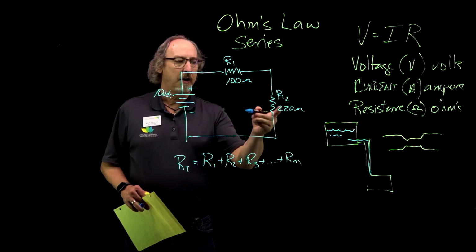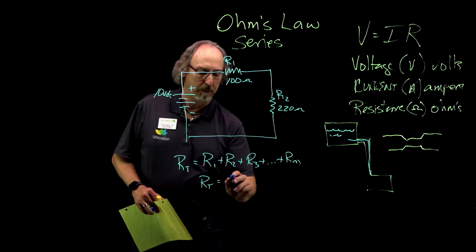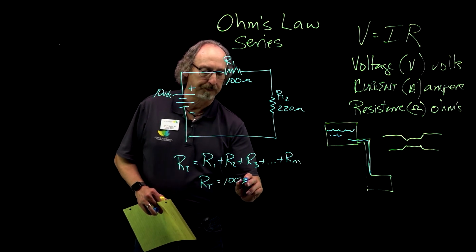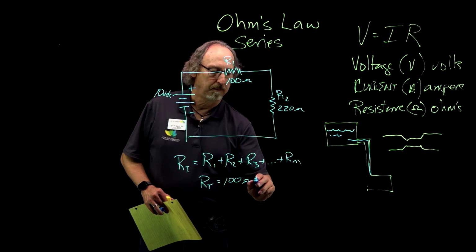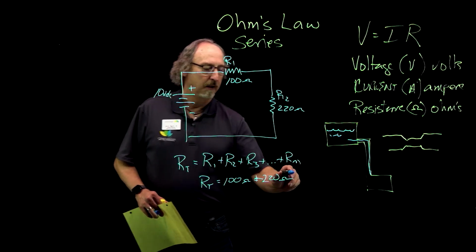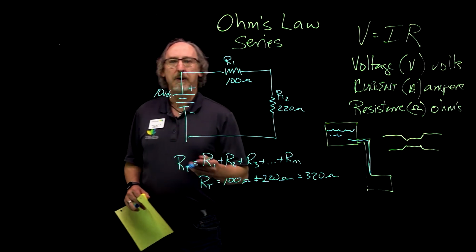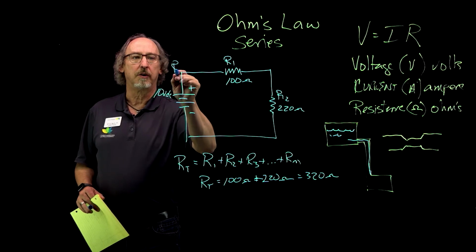So we have 100 and 220. So for total resistance, we would have 100 ohms plus 220 ohms, and that would give us our 320 ohms. So now we have total resistance of our circuit.